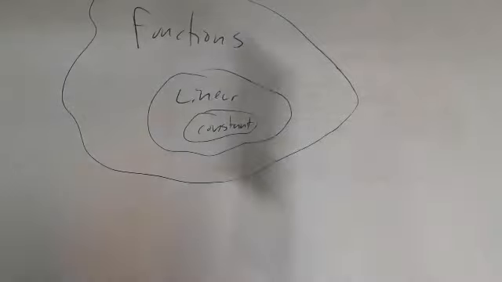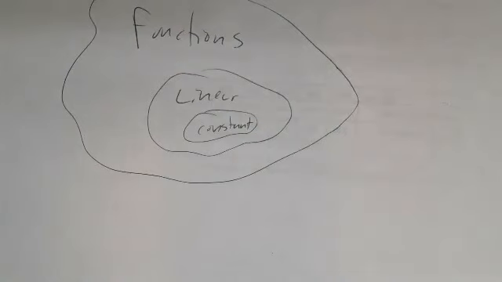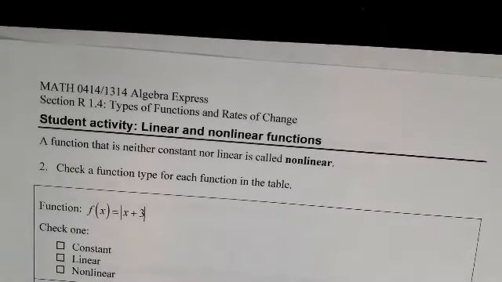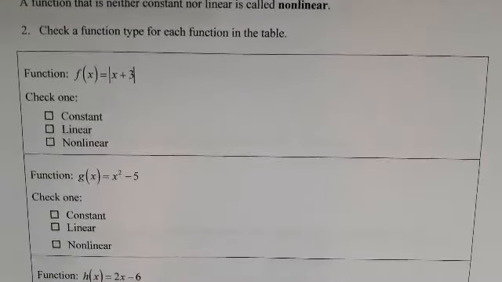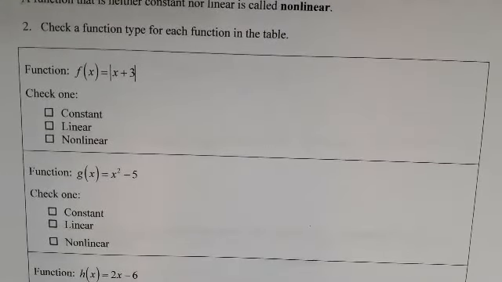I have a big sort of set of functions. Within that, I have linear functions. Within that, I have constant functions. Okay. And so I want to think about, is it linear? Is it constant? Or is it more specifically constant, or is it nonlinear? And sort of going back to linear, remember that all linear functions have a slope which is constant, right? Linear functions have a constant rate of change.